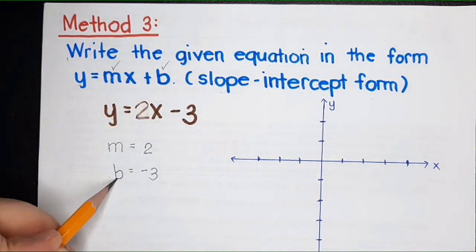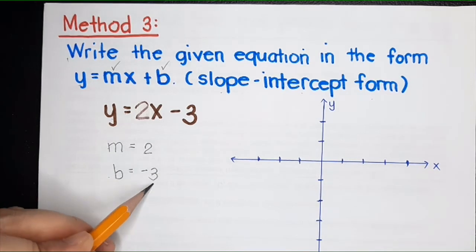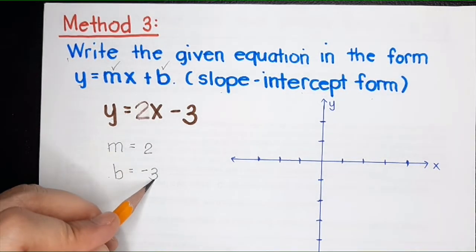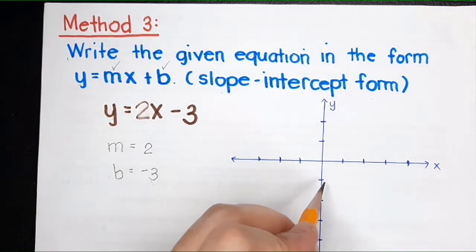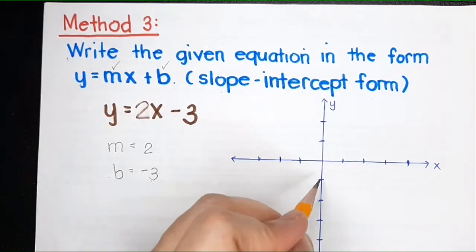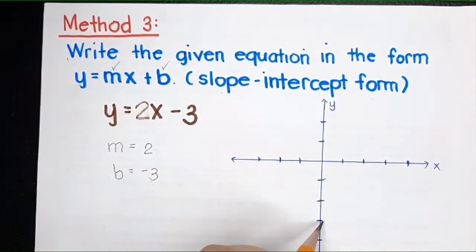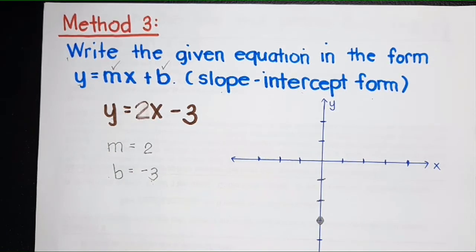So, ilolocate nyo muna si b. Diba? B is negative 3. This is the y-intercept. Hanapin nyo lang ang negative 3 kay y-axis. So, it's negative 1, negative 2, negative 3. So, ito na yon. Okay? So, you have your first point. So, isang point na lang ang kailangan so that you can graph the line.